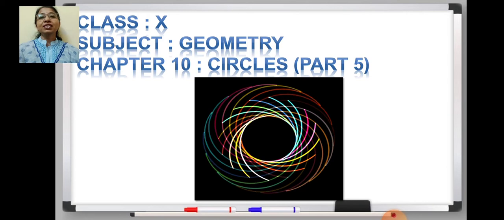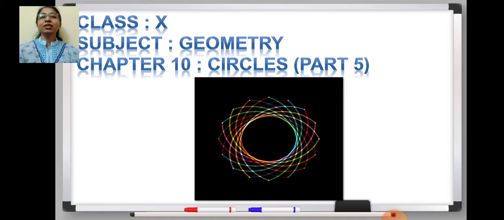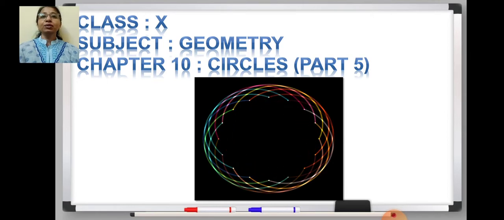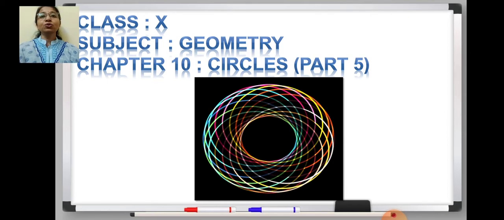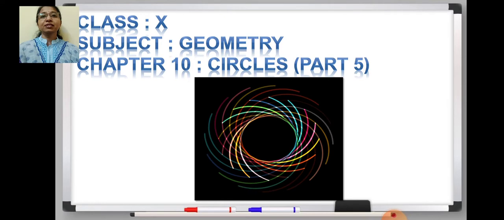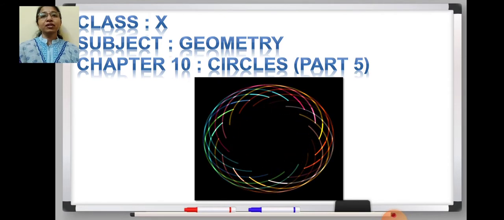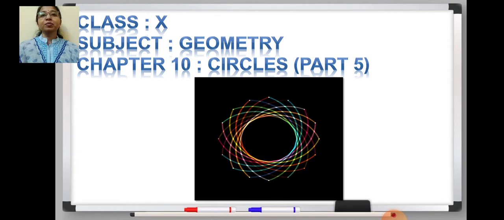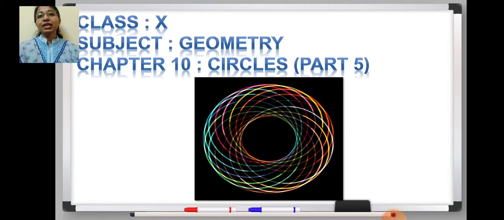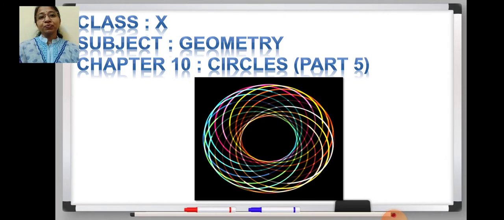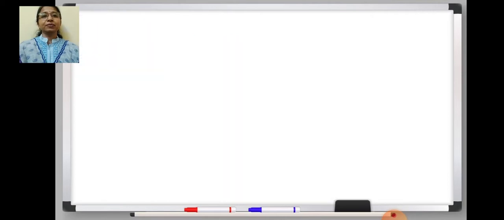Children, from the last 3 video lessons we have been solving our exercise 10.2 and today also we are continuing with the same exercise 10.2. And what are those two theorems which we have been using since our exercise 10.2 started? The theorems are that the tangent is perpendicular to the radius through the point of contact, and the second theorem is the tangents drawn from the exterior point to the circle are equal in length. Right? Now, next.